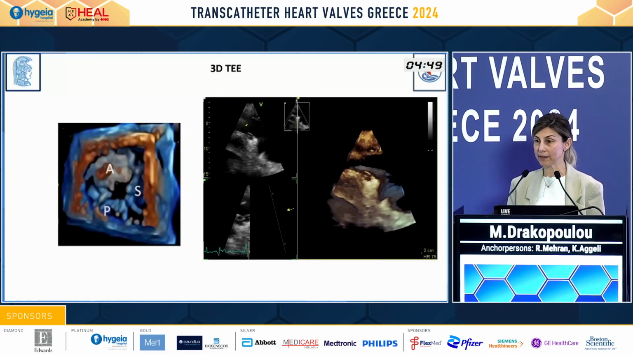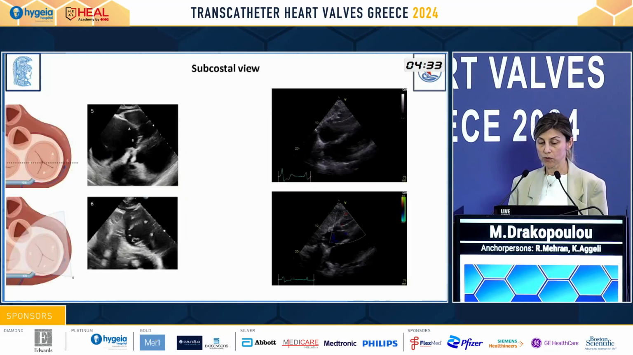The 3D, we can take the images from any side. We can see the tricuspid valve well, and we can well define the septal, anterior and posterior leaflet based on the site of the aortic valve and of the interventricular septum. So the subcostal view is like the four-chamber view. We see the anterior and septal leaflets, and if we tilt the probe, we can also see the short axis of the tricuspid valve.